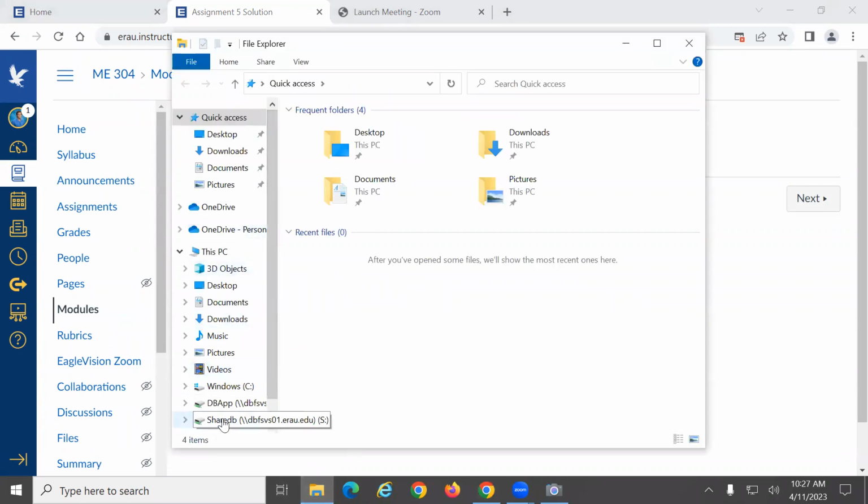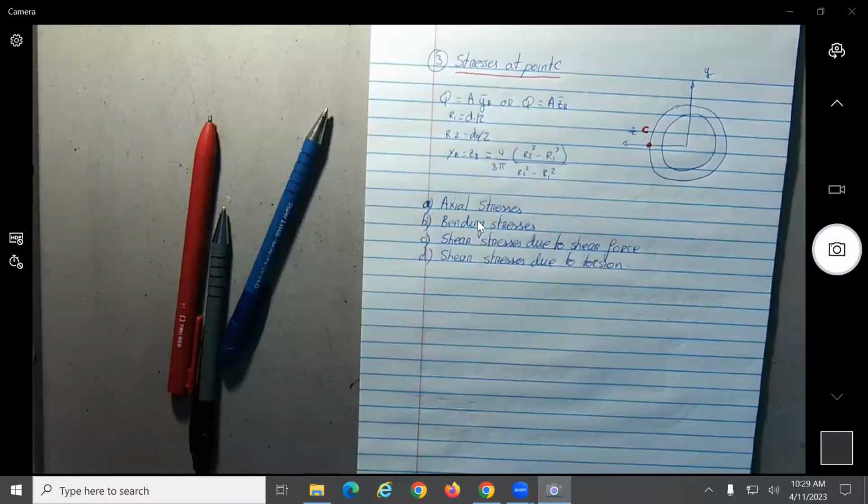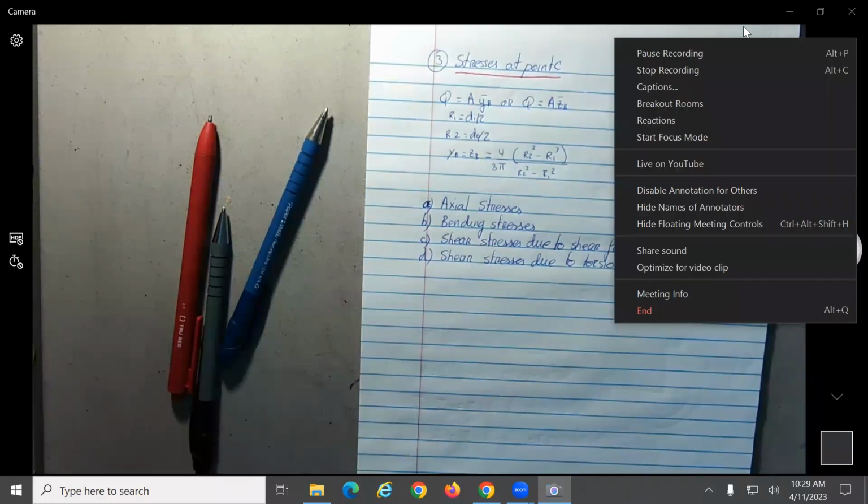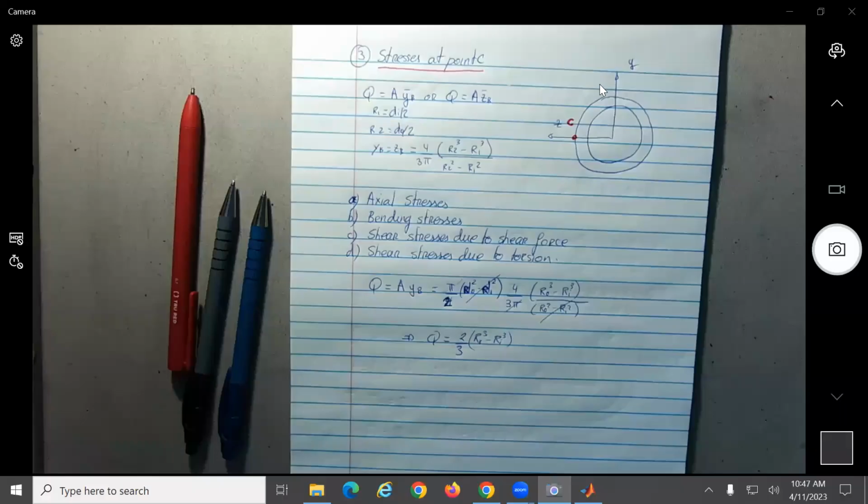That's the inner diameter. So we have some gradient. Let's do these first: the axial stresses, bending stresses, shear stresses due to shear force, and shear stresses due to torsion, and I give you, let's say, 10 minutes. All right, so let's do this one.